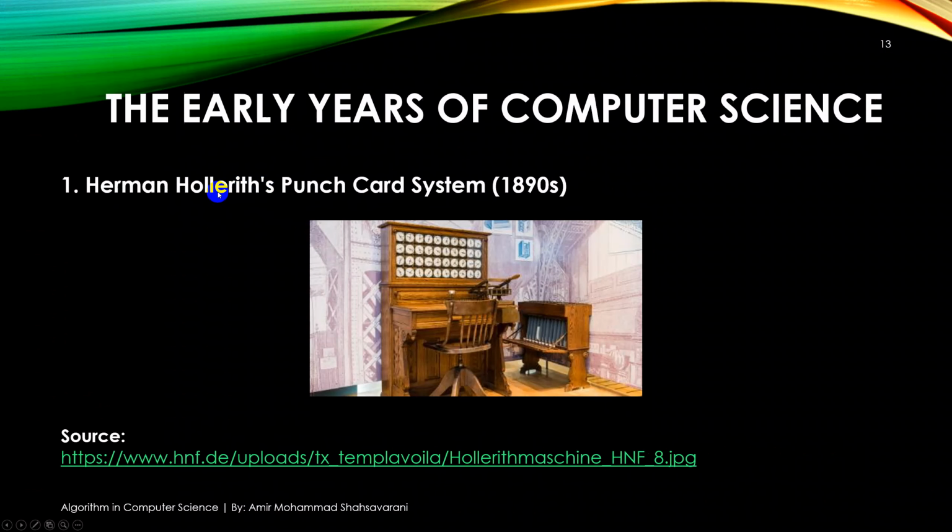Okay, next issue we want to discuss together is the early years of computer science, which ranges from the 1890s till the 1940s. First of all, we can say Herman Hollerith's punch card systems, which have ideas from Charles Babbage. Herman Hollerith developed a punch card system for tabulating statistics, which became a crucial component in the early development of computing.